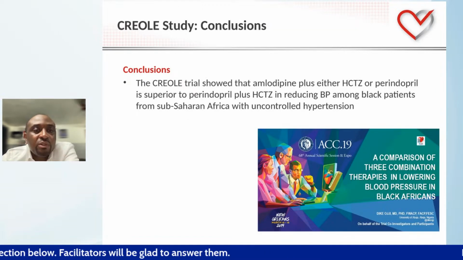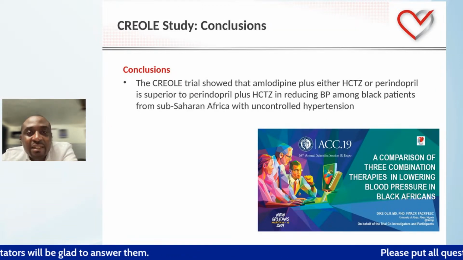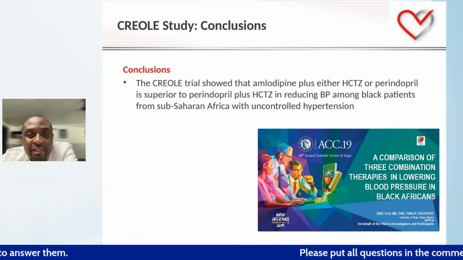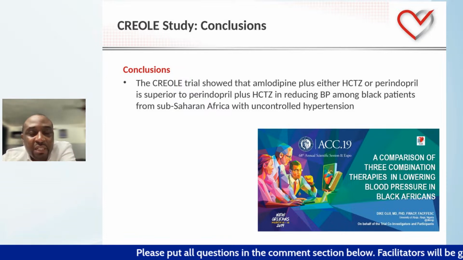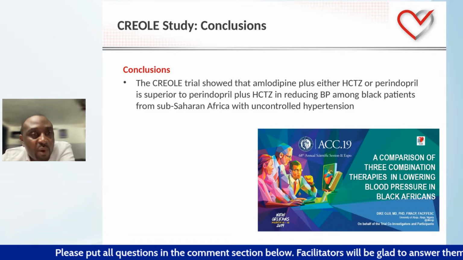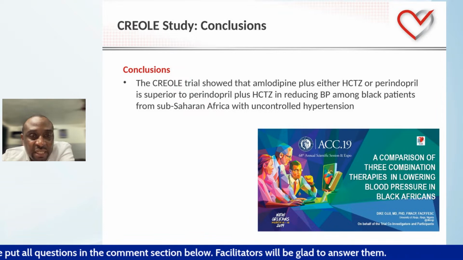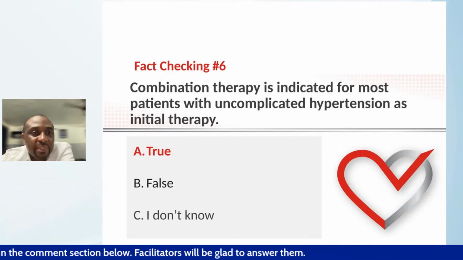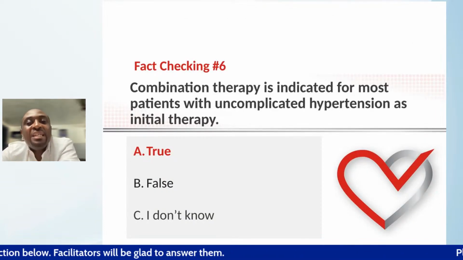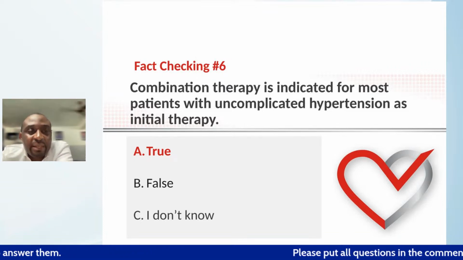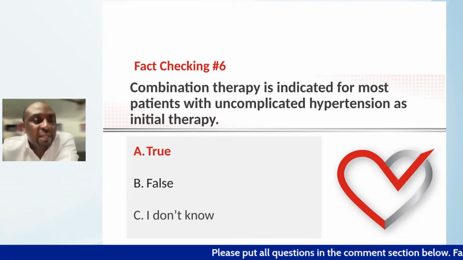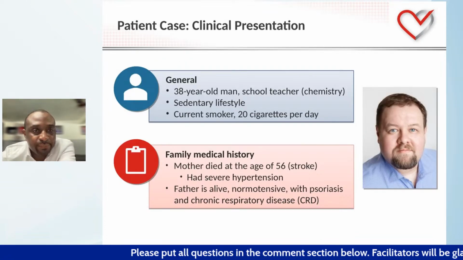So in conclusion, the CREOLE trial showed that amlodipine plus either HCTZ or perindopril is superior to perindopril plus hydrochlorothiazide in reducing blood pressure among blacks within sub-Saharan Africa with uncontrolled hypertension. So is combination therapy indicated for most patients with uncomplicated hypertension? I think the answer is an overwhelming yes.